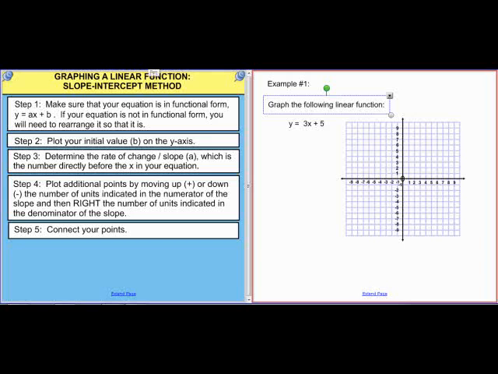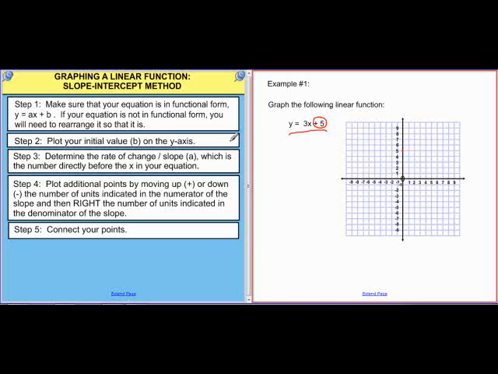All right, so let's take a look at one of these. We'll do it in red. So we check to make sure we're in functional form. We are. Y equals ax plus b. Again, our y is isolated. Plot our initial value. So our initial value in this case is plus 5. So we can go on to the y-axis. Plus 5 is right there.